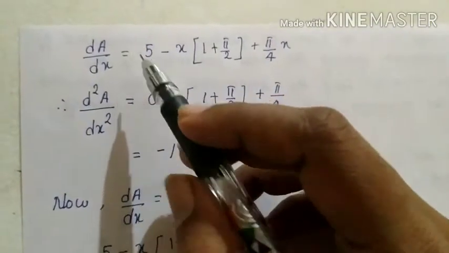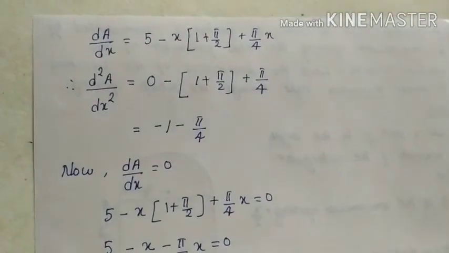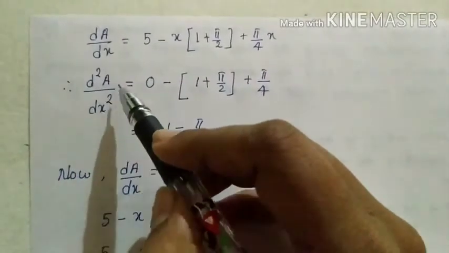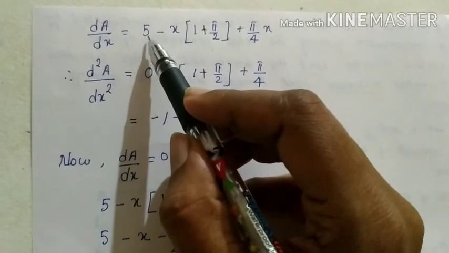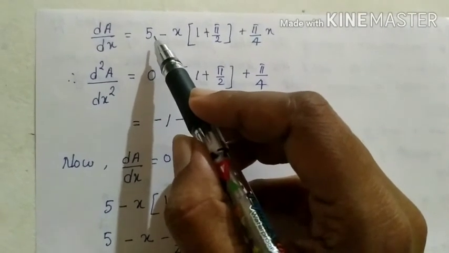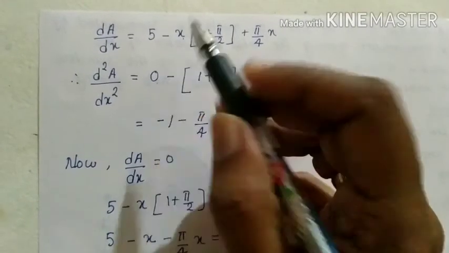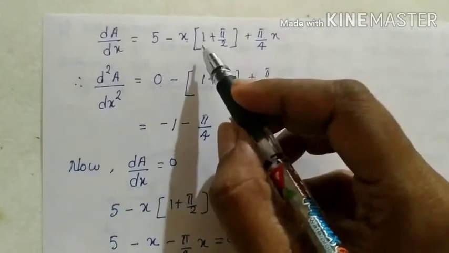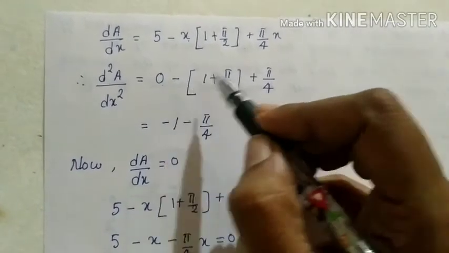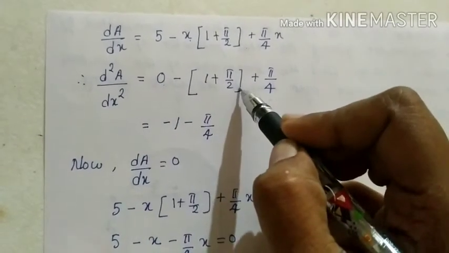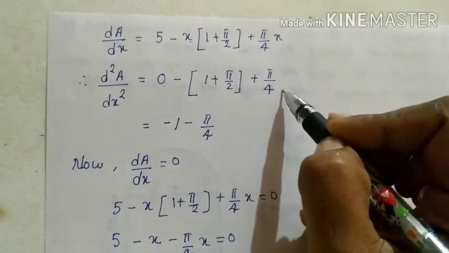So this is our dA by dx. Next, differentiating again with respect to x on both sides, we get d square A by dx square equal to derivative of 5, which is a constant, and the derivative of a constant is 0, minus derivative of x is 1. This is a constant term, so 1 into this constant term is the constant term itself, plus pi by 4 into x, derivative of x is 1.